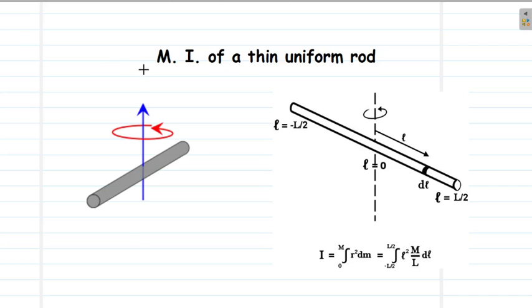Hello dear students, in today's class, let us try to calculate the moment of inertia of a thin uniform rod. We already have a basic idea about moment of inertia. We had defined the equation for moment of inertia as I equal to summation over all the points inside the rigid body, mass of each of the points into Ri square, where Ri is the perpendicular distance from the axis of rotation up to the point which is considered.